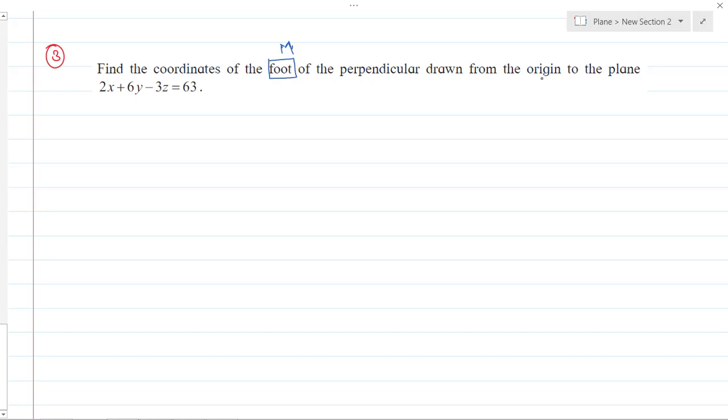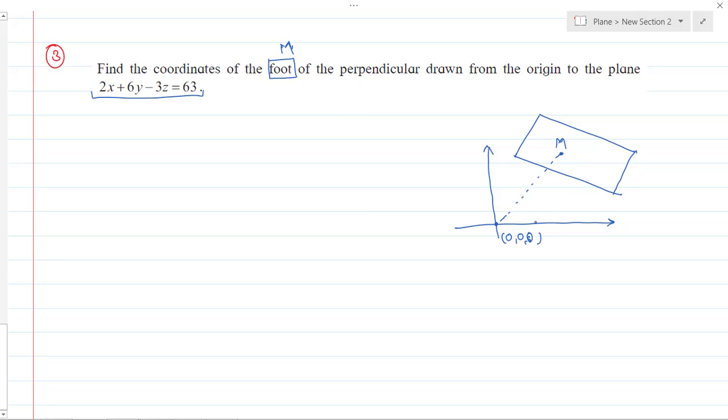M from the origin to the plane, this is the given plane. Okay, so let me draw a figure for you. This is the plane, and suppose this is the point M, and this is nothing but the foot of perpendicular drawn from the origin. Okay, so this is our x-axis and y-axis. This is the origin 0, 0, 0.